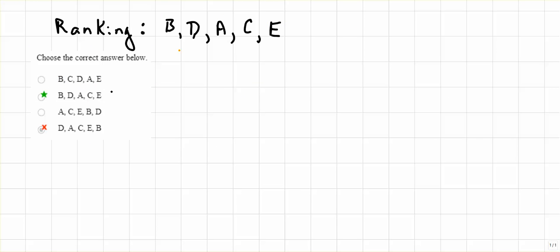And we can see from the rankings inside MyMathLab that what I came up with is indeed the correct answer.